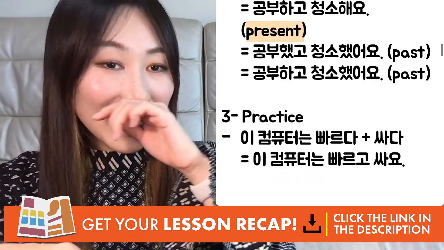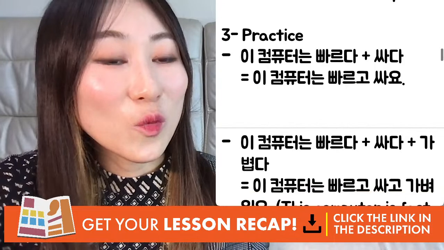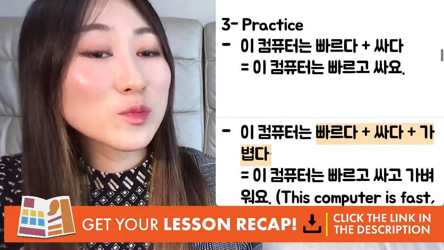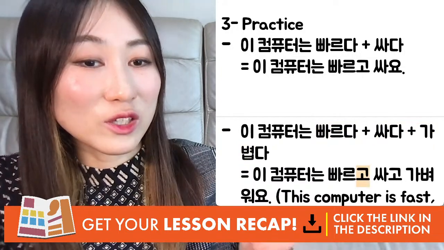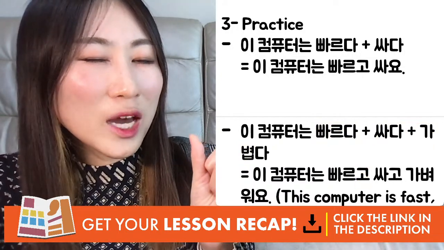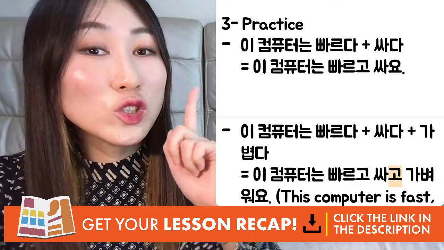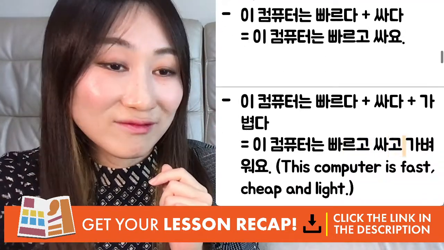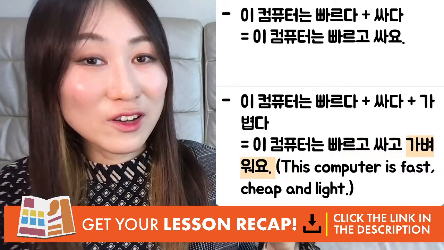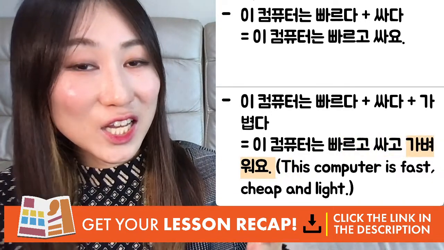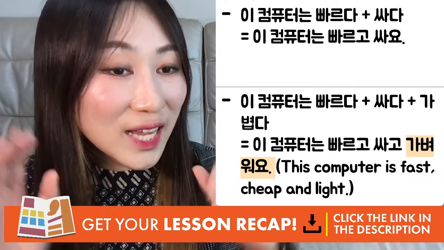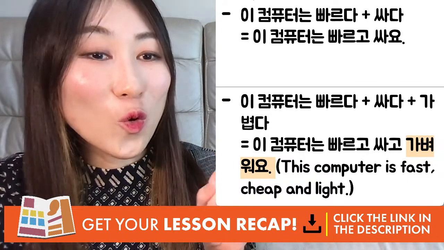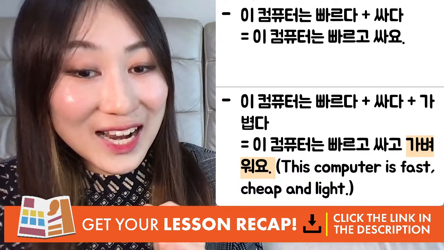And we practice this. When there are 3 or 4 or 5 verbs or adjectives, you always put 고 after the verb or adjective. Always connect with 고. 빠르고, 싸고. But to the last verb or adjective, you just use the regular form, like spoken form or future tense or anything. But you don't need to put 고 to the last verb or adjective.